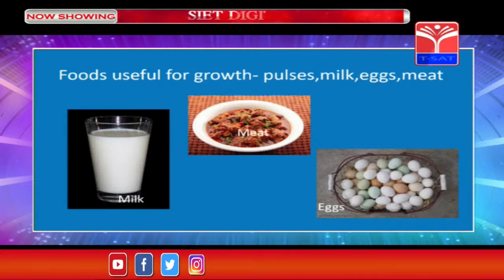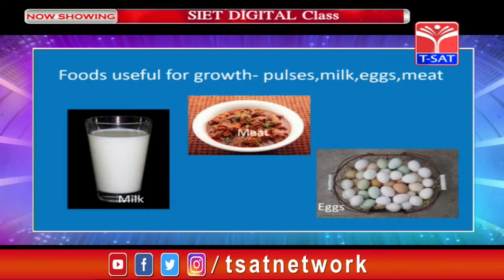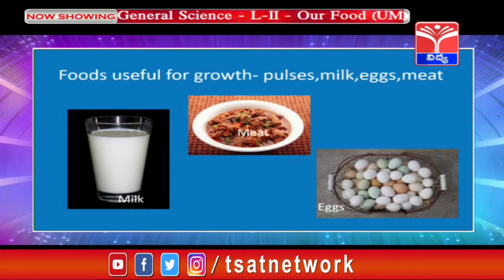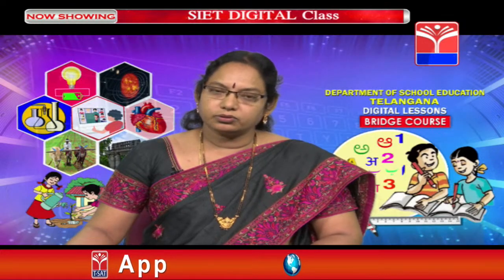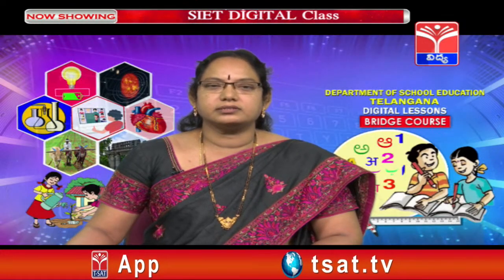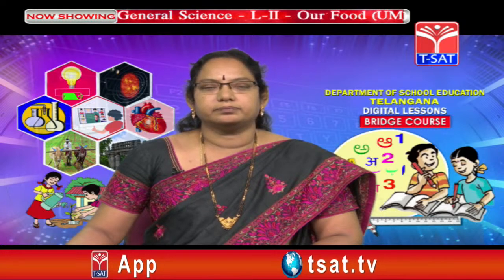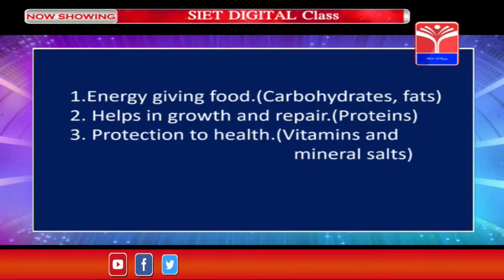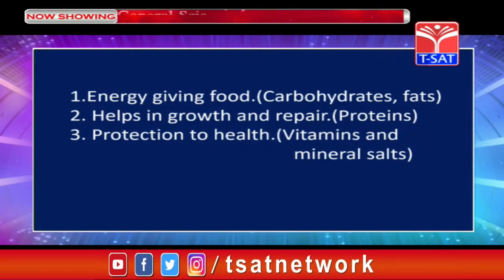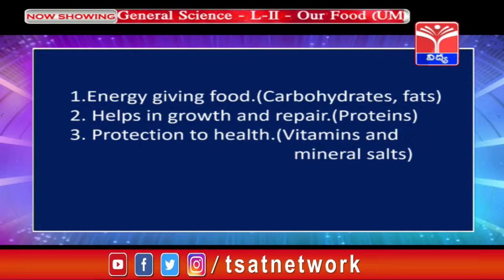Children, you must have noticed when we get injured, after 2 to 3 days that wound will be healing, that is new cells are formed. So in formation of new cells these proteins are needed. Now the third group is foods that give protection to health. These contain components, vitamins and mineral salts.